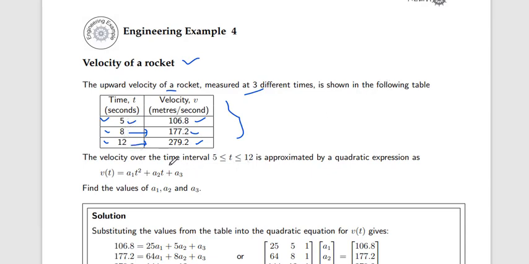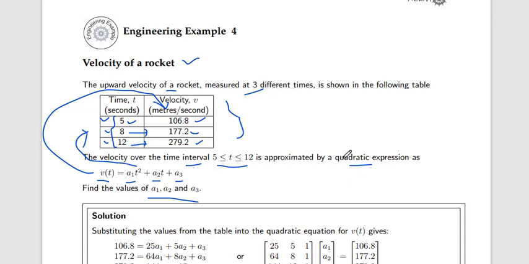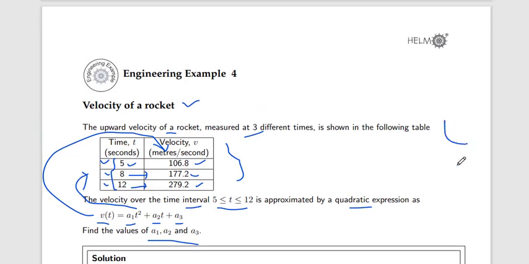You can see the velocity over time from 5 to 12. Here we only measure three different times: at 5 seconds, at 8 seconds and at 12 seconds. It is approximated by a quadratic expression, velocity v is equal to a1 t square plus a2 t plus a3. Here t is the time, v is the velocity. So find the values of a1, a2 and a3. This is the equation.